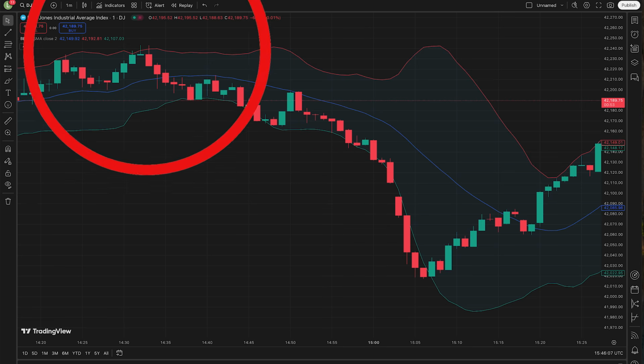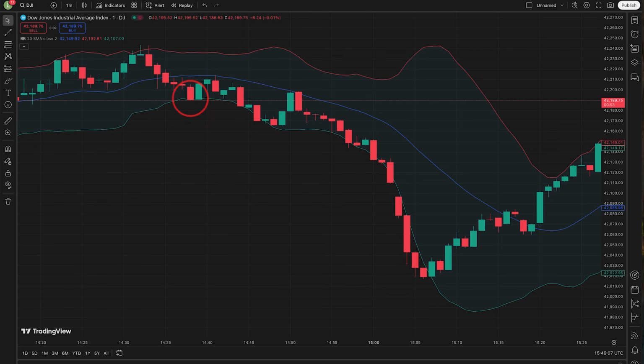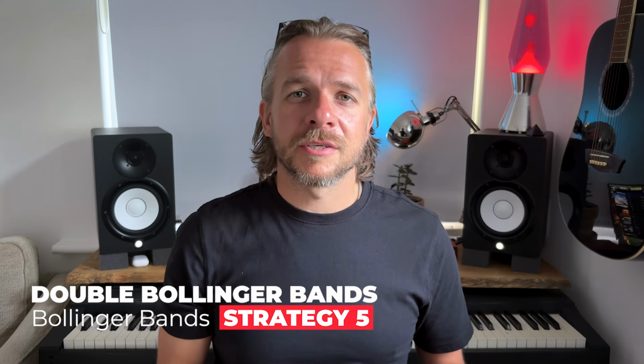So you can see this downtrend started here. Well, after it hit the bottom band, it pulled back to the middle 20 SMA line twice here before making a nosedive. So these points would have been two good opportunities for a short. And strategy 5, double Bollinger Bands.